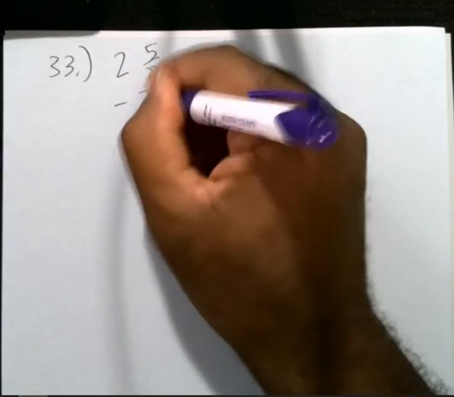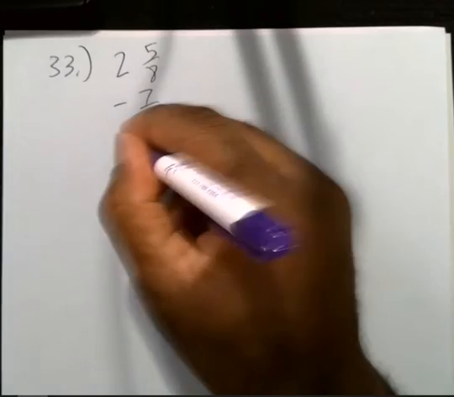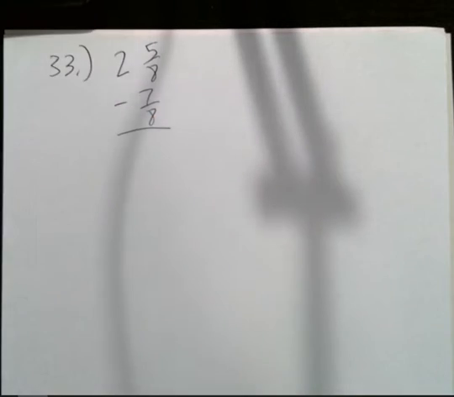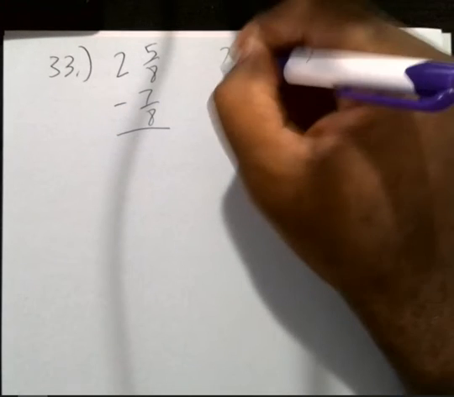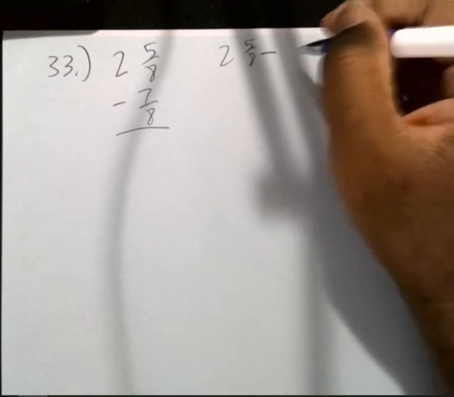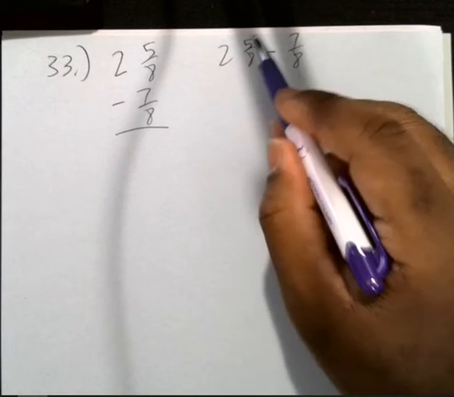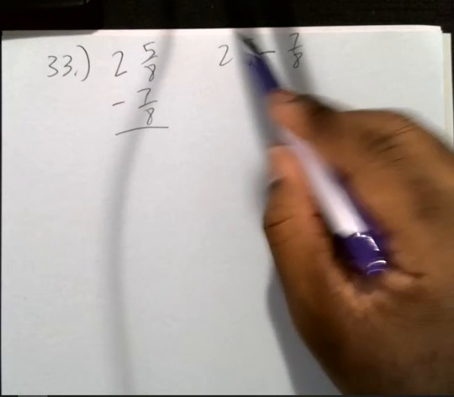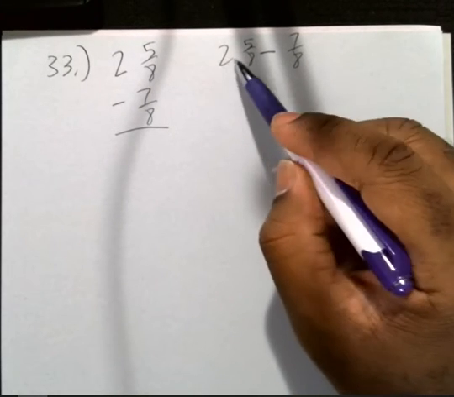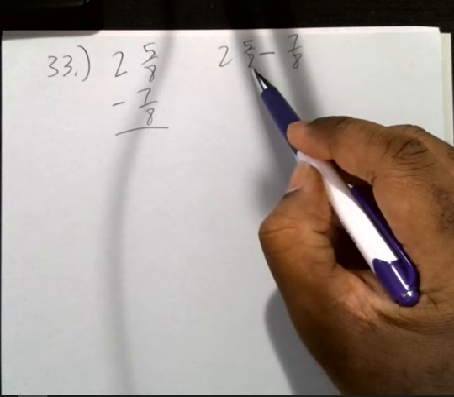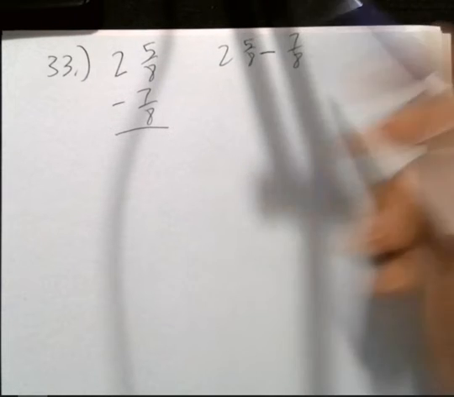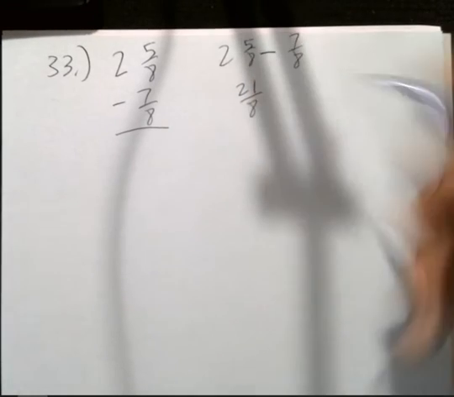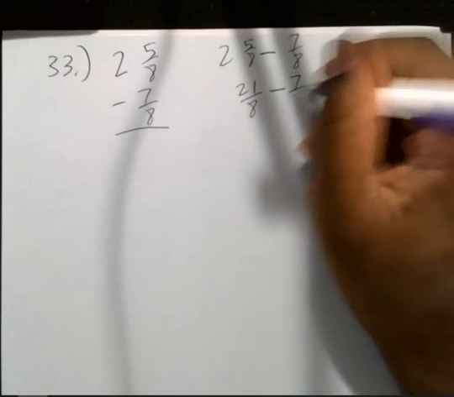So we have problem 33. It starts as 2 and 5/8 minus 7/8. Now, what I noticed, I'm going to try and do this the way you did it. You wrote everything horizontal. So you changed this 2 and 5/8 into an improper fraction. So you were supposed to take 2 times 8, which would have been 16, plus 5 would be 21, and your denominator would be 8, minus 7 over 8.